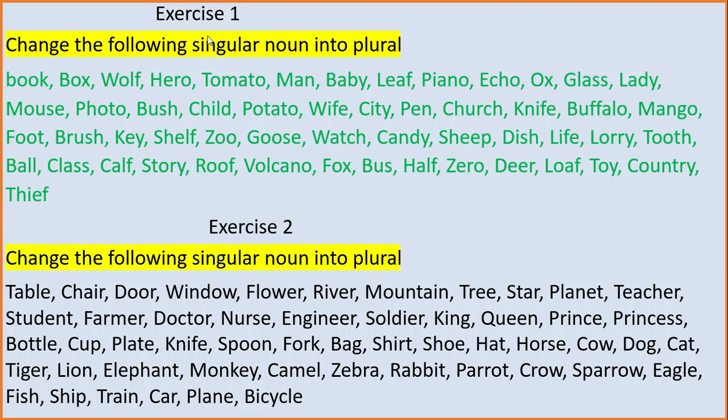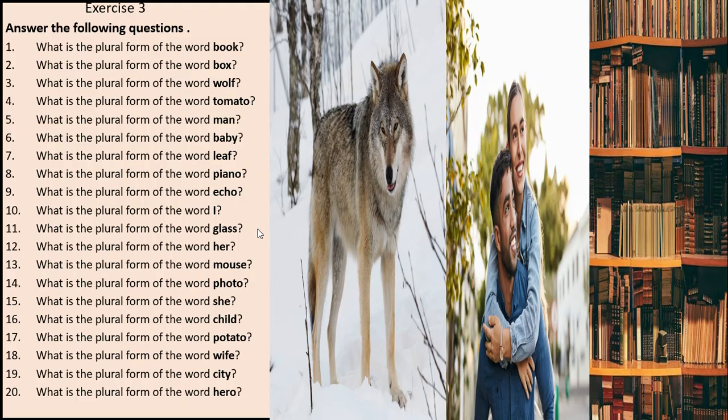Now, there is an exercise here. Change the following singular nouns into plural. Altogether, several words have been given, and students will change them into plural. Now, change the following singular nouns into plural. Again, the same type of exercise. And in the third exercise, answer the following questions. What is the plural form of the word book? Students will write the answer to this question in the form of a WH question.